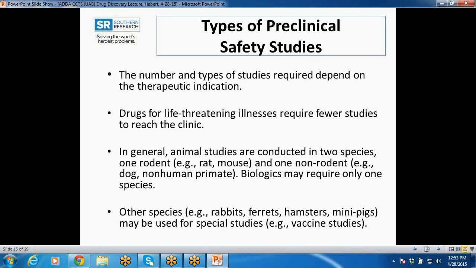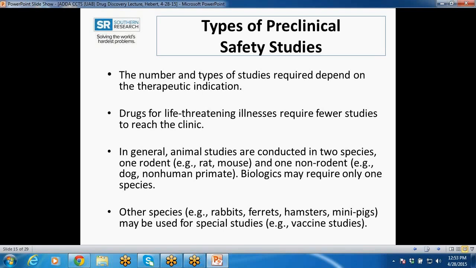But on the other hand, if you're developing a drug that's an analgesic for children, sores in your mouth and losing all your hair is an unacceptable level of toxicity. So the level of tox tolerance varies depending on the indication.